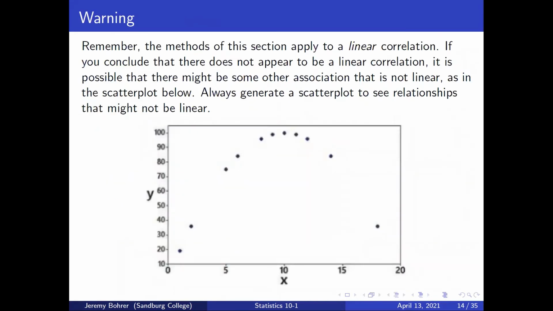Warning. Remember, the methods of this section apply to a linear correlation. If you conclude that there does not appear to be a linear correlation, it is possible that there might be some other association that is not linear, as in the scatter plot below. Always generate a scatter plot to see relationships that might not be linear.